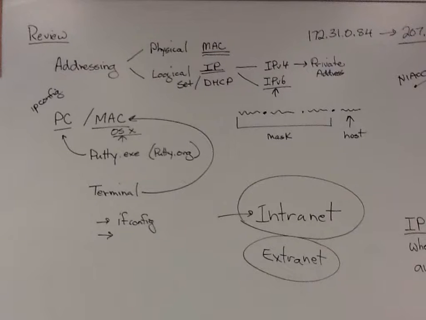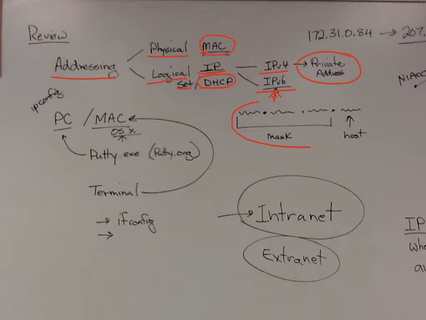We reviewed addressing: the physical address, the media access control, and the logical address. An IP address you can set with a DHCP server. It could be version 4 or version 6. We'll talk a little more about security issues in version 6. A lot of locations will give you a private address, and we use a public address to go out on the internet.